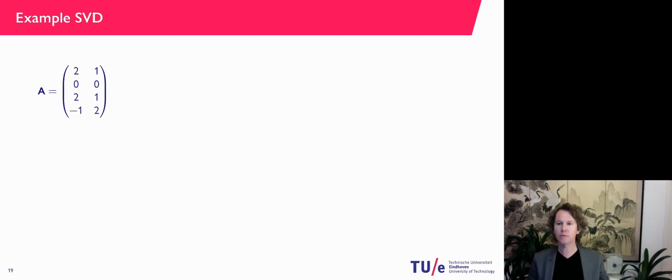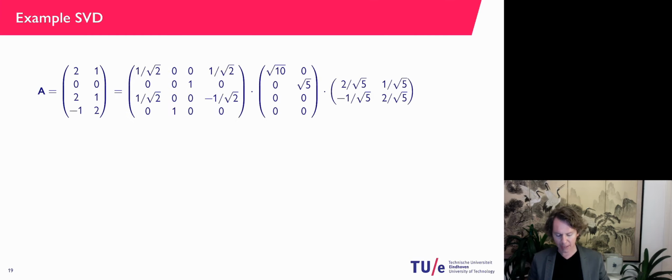So as an example, this is a matrix with 4 rows, 2 columns, and you can write it, I'm not going to do the computations here, but you can write it as an orthogonal matrix. This thing is orthogonal. All columns have length 1. If you take 2 columns and compute a dot product, you will find 0. Same holds here. This is the V transpose matrix. And this thing here is the diagonal matrix, sigma. And apparently the singular values of this matrix A are square root of 10 and square root of 5.